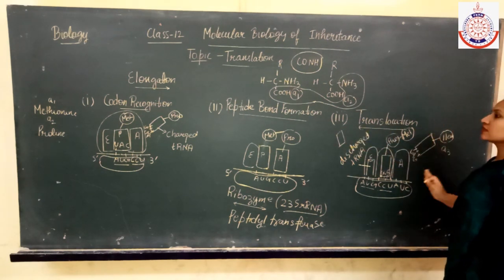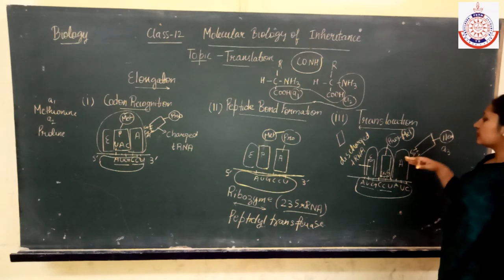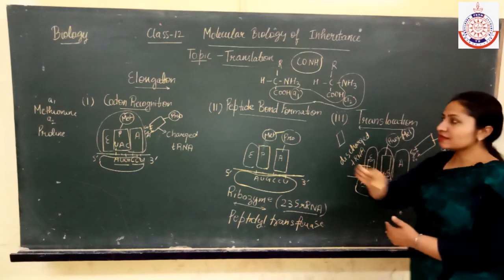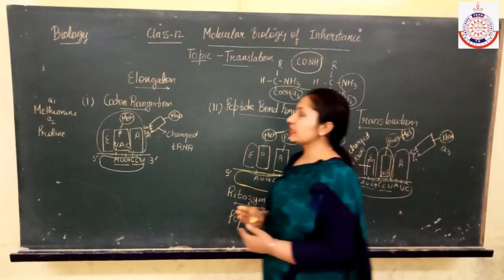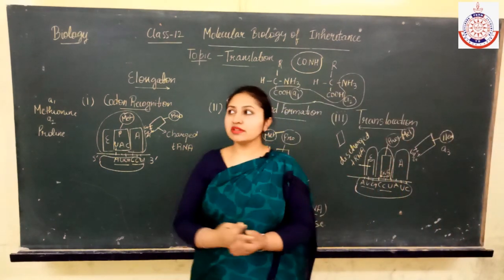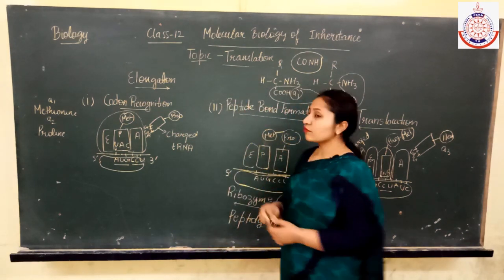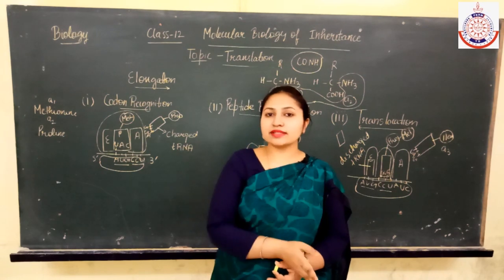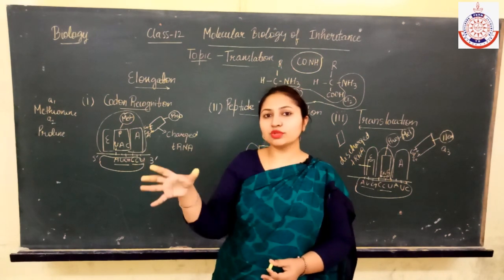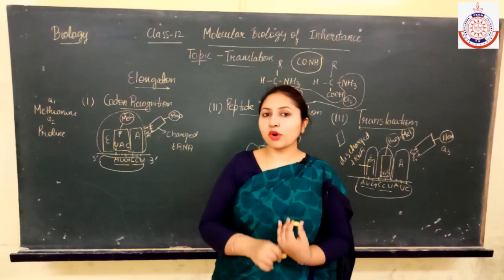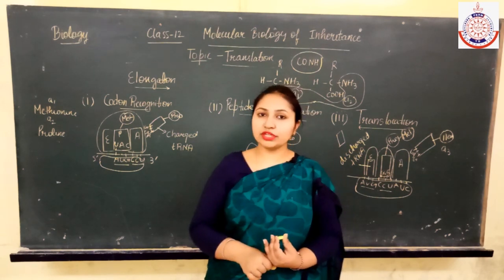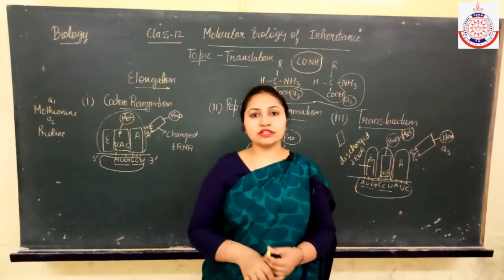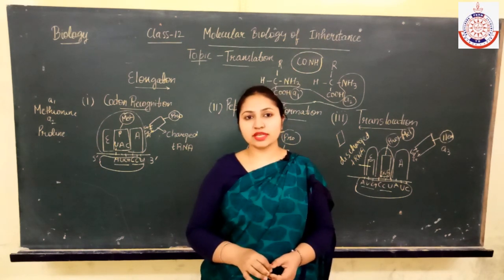Then again the translocation process occurs, meaning this will shift to the P site. So in this manner this cycle repeats again and again: first codon recognition, then peptide bond formation, and then translocation. So one by one the amino acids are added to the chain, and it forms the polypeptide, meaning the protein. Okay, so the next step is the termination of the translation, how the termination process occurs.